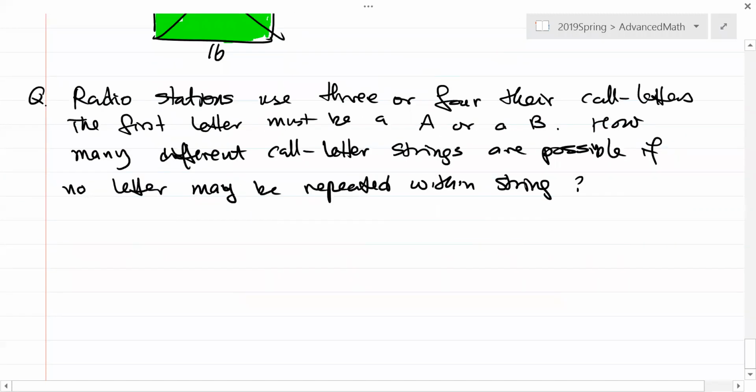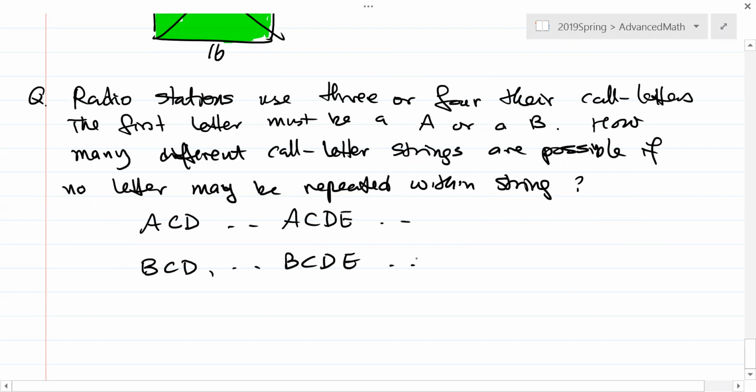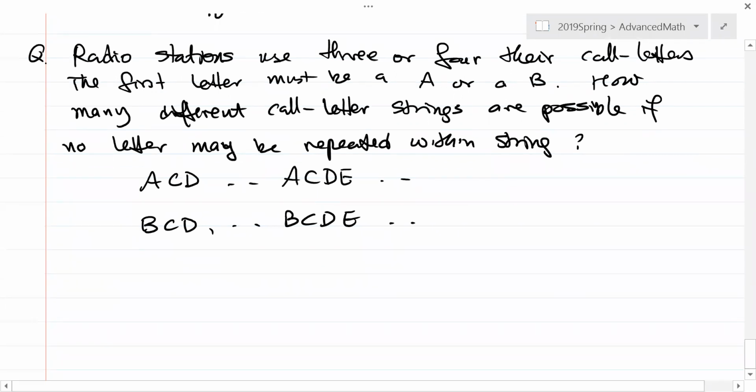So you have to divide them into a couple of categories. A typical example must begin with A, for example A, C, D. Another one could be A, C, D, E. You can also begin with B, for example B, C, D, or B, C, D, E. This is just an example. The condition is that all the letters must be different.